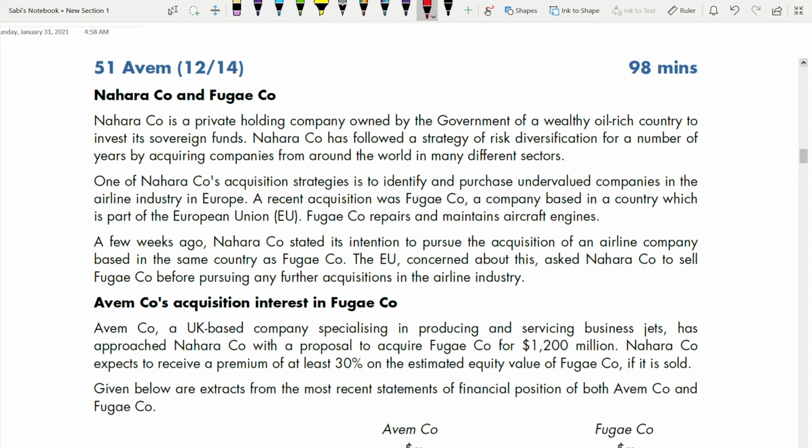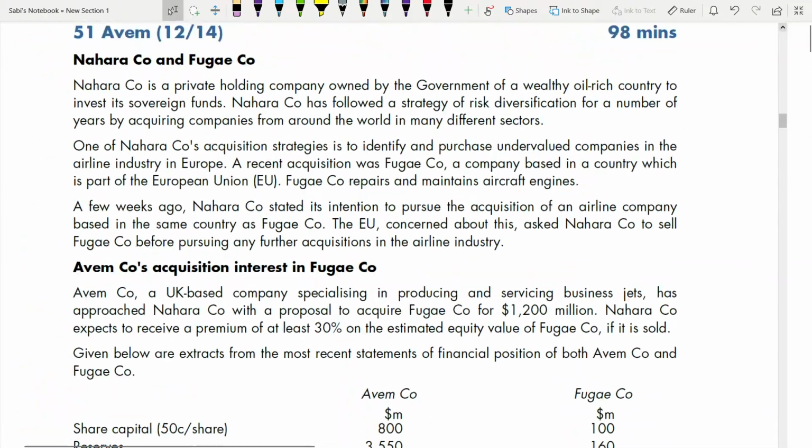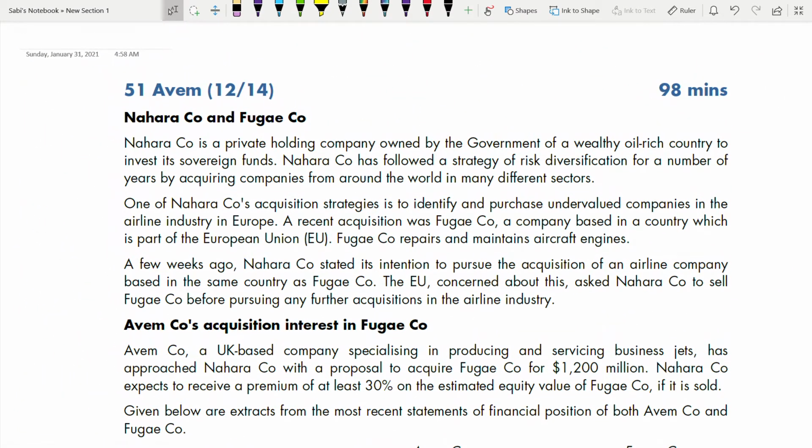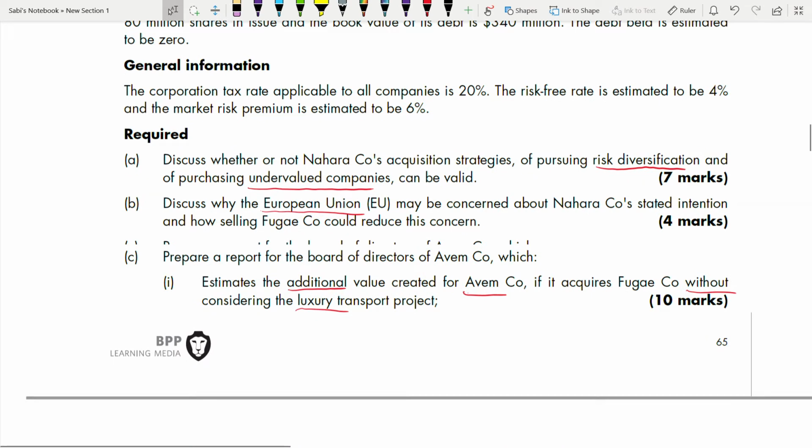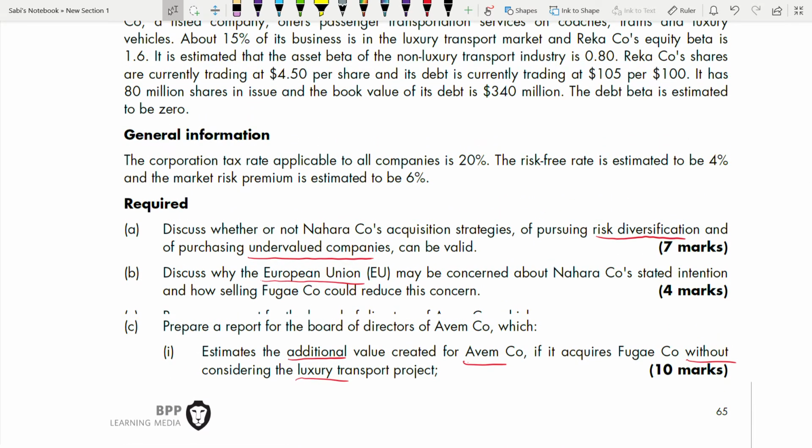Okay. So now for our part A for 7 marks, you don't need to read the other parts. First part itself is enough for you. We don't have any points here. Okay. Because our first part A is the theory part. Risk diversification, undervalued companies, you have to talk about that, where you don't require any calculation. So I'm not reading further. From here itself, I'm going to write the answer.